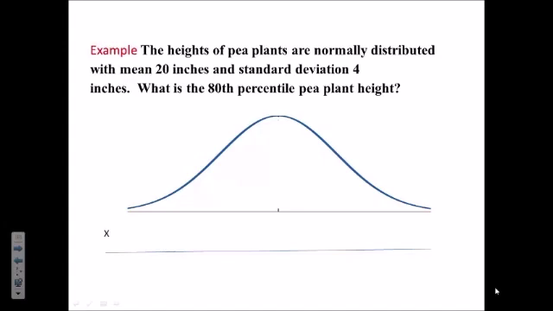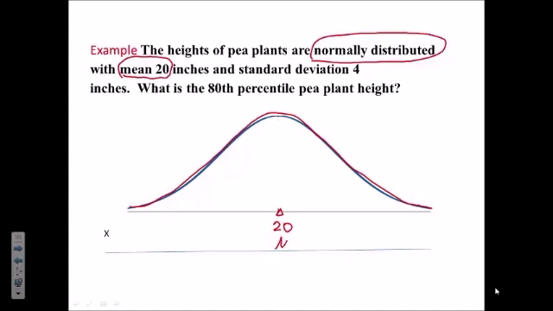When you have a problem and it says the distribution is normally distributed, the first step is to draw the bell curve. It might be useful to make the picture where you indicate where the mean is. The mean is always going to be in the center of this symmetric curve. The mean is 20 inches. The standard deviation is 4. I put that out here.